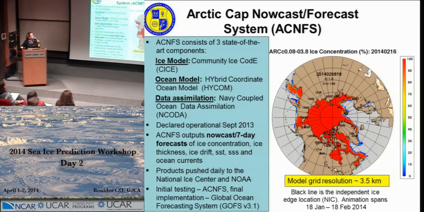Three components. We are fully coupled between the ice and ocean. We use the sea ice model, the HYCOM model for our ocean, and then for the data assimilation aspect, we use the Navy's 3DVAR assimilation scheme. Arctic Cap was declared operational last year, and every day the model runs and produces a nowcast out to a 7-day forecast of ice conditions such as ice thickness, ice concentration, and ice drift. Ocean features such as temperature, salinity, and ocean currents.